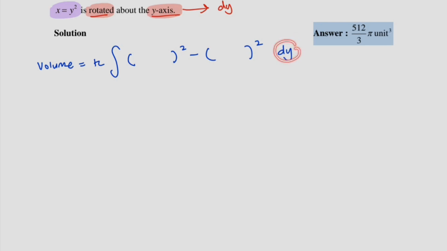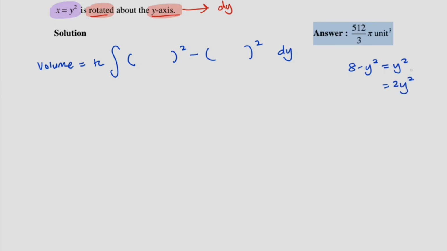And since we are going to integrate in terms of y, and the limits must also be in terms of y, we are going to find the value of the intersection points or intersection values in terms of y. So this means you have to make sure x is the subject. So just equate them. 8 minus y squared equal to y squared. And solve.